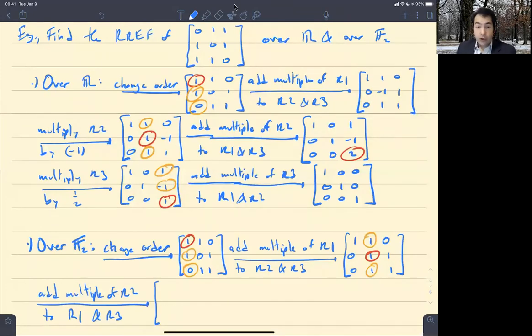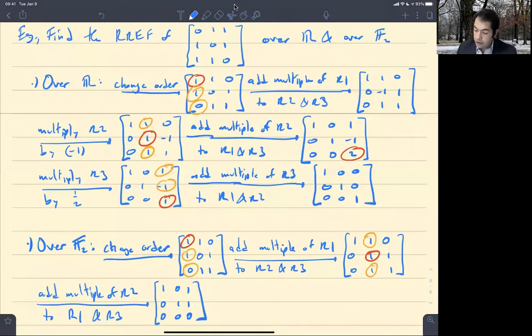Okay. So again, minus 1 is equal to 1 in the field with 2 elements. So to get rid of these 1s, we're just going to add the second row to the first row and then add the second row to the third row. When I add it to the first row, I end up with 1, 0, 1. Second row, nothing happens. And then when I add it to the third row, I end up with 0, 0, 0. Right? Okay. And well, now we're done.